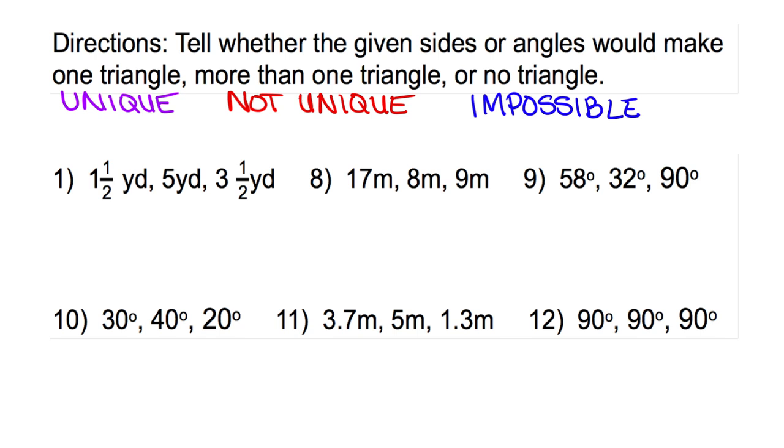Number 9. Do we have sides or angles? Those are angles. How do we test angles? You have to see if they add up to 180. Very good. Do these add up to 180? So you see, it adds up to 180. So, do I have 1 triangle or more than 1 triangle? 1.